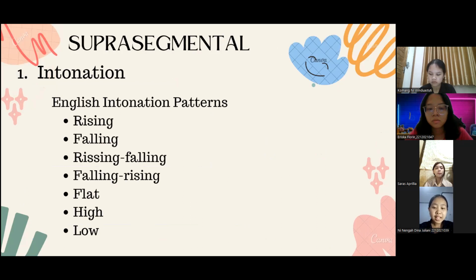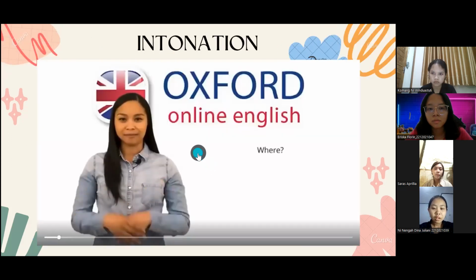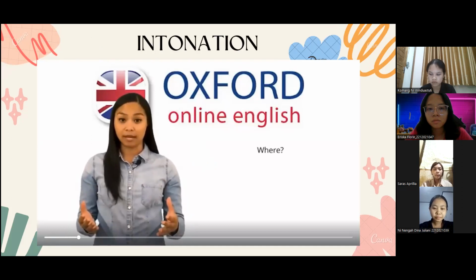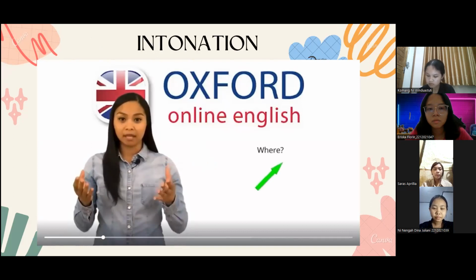In English, there are intonation patterns that consist of rising, falling, rising-falling, falling-rising, flat, high, and low. Let's practice. Here's a word. Here I provide you with an example of the intonation patterns, so you can watch it and practice. Let's try saying the word with different intonation patterns. Repeat after me. Rising. Where?